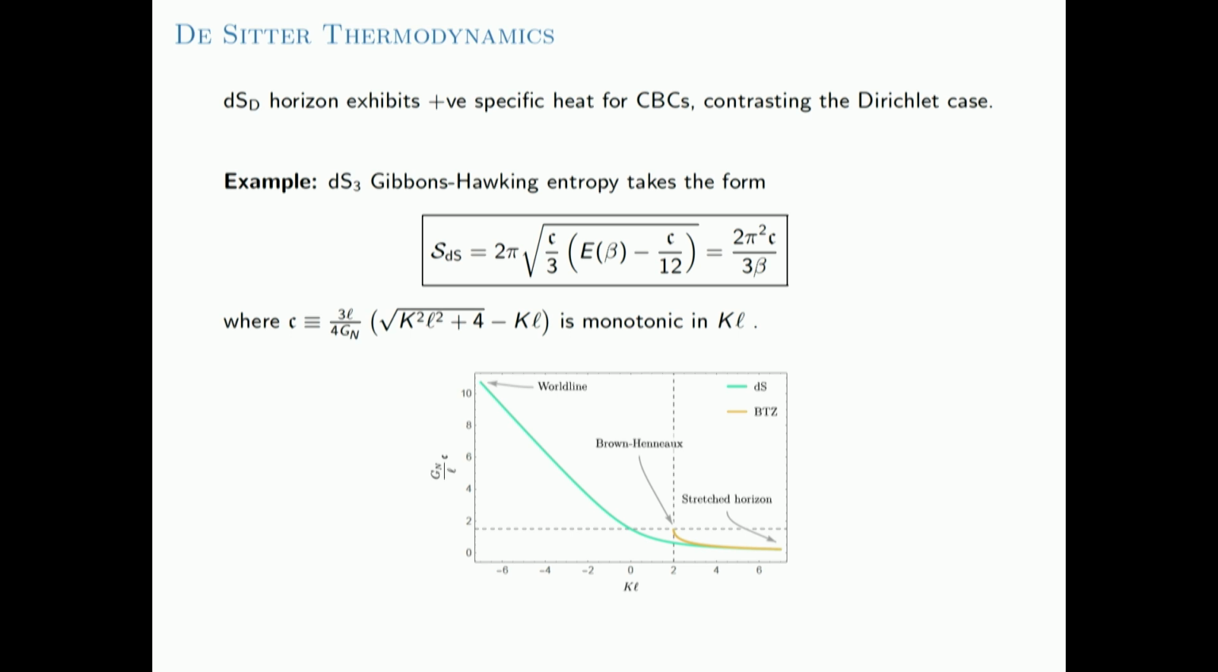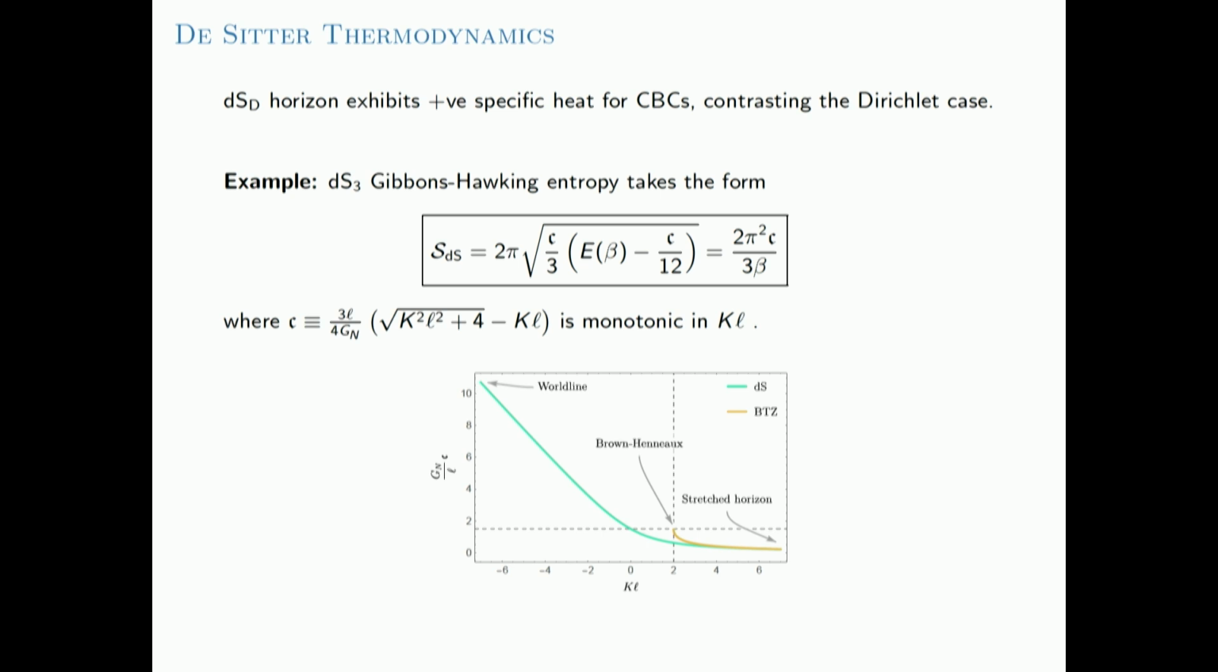Finally, let me make a comment about the thermodynamics of the de Sitter horizon with respect to a clock that lives along this tube and measures the horizon. So this is paralleling some of the calculations of the previous talk, but with this choice of boundary conditions. And curiously here, the de Sitter horizon has a feature that's not exhibited for Dirichlet conditions, which is that it can have a positive specific heat as a function of the temperature of the boundary clock.